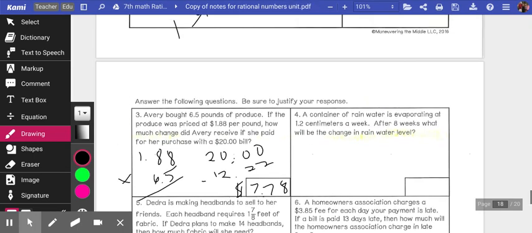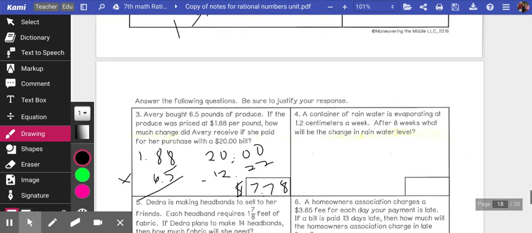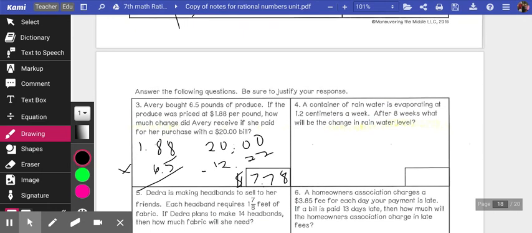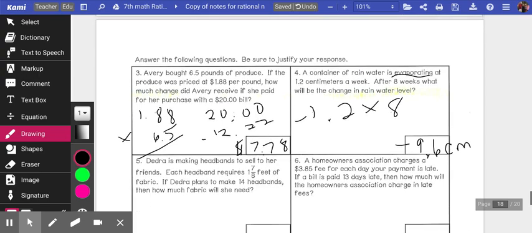Okay, number 2, a container of rainwater is evaporating. That's kind of a key word there. At 1.2 centimeters a week. After 8 weeks, what will be the change? So pause it and see what you get. Okay, you should have gotten negative 9.6 centimeters because evaporating means it's taking away. So you would multiply by a negative 1.2.